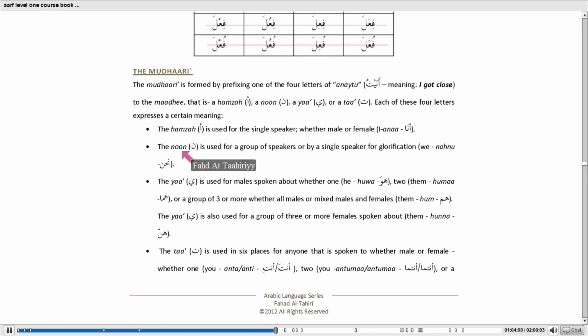As for the noon, if I say nadribu instead of adribu, here the noon is used for a group of speakers, or by a single speaker for glorification. So here, nadribu means we hit.